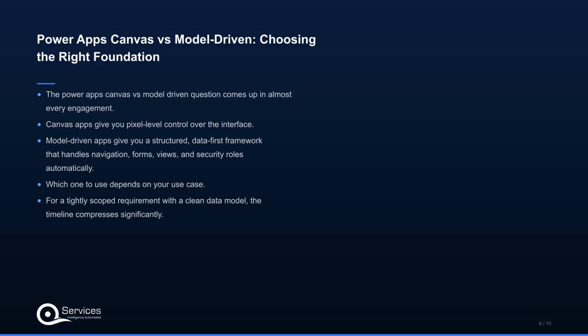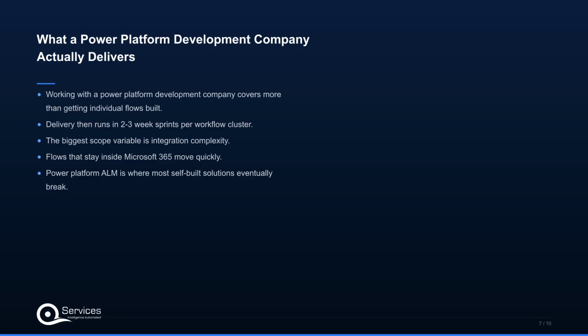Custom Power Apps development for Canvas scenarios typically takes 2 to 6 weeks to reach production, depending on data source complexity and business rule count. For a tightly scoped requirement with a clean data model, the timeline compresses significantly. We built a leave management Canvas app in 3 days for a client with a clear specification and existing Dataverse data.